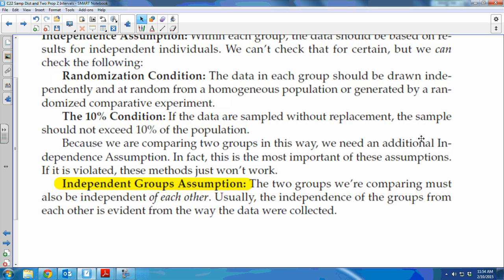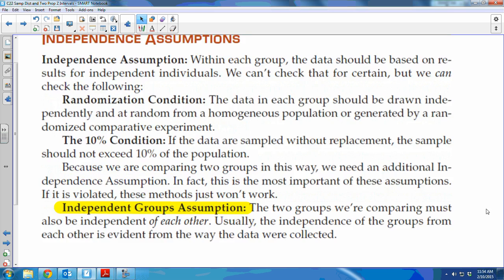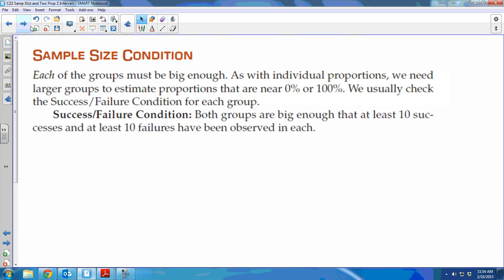We've only talked about half of our assumptions. What's our other assumption? Sample size. So we still have success/failure because we're still talking about proportions, but you have to do success/failure for each group individually. If you have two different sample sizes, you're going to have two different percentages. You have to check that for each group. Okay. Any questions about the conditions?